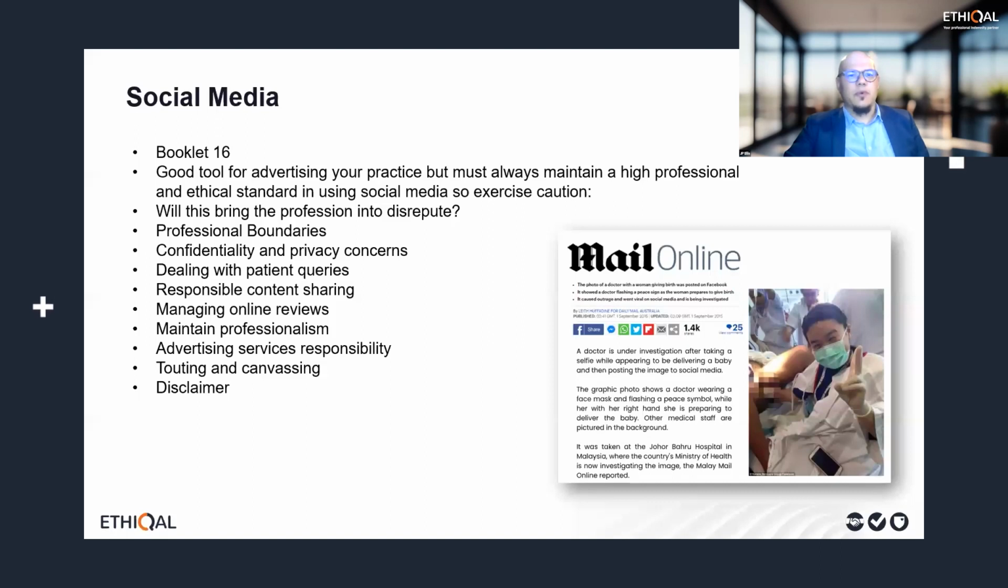So the first point is to avoid bringing the profession into disrepute. We've seen examples like that in the past. I've included an image here of an article from the Mail Online. These types of scenarios are quite common, actually.